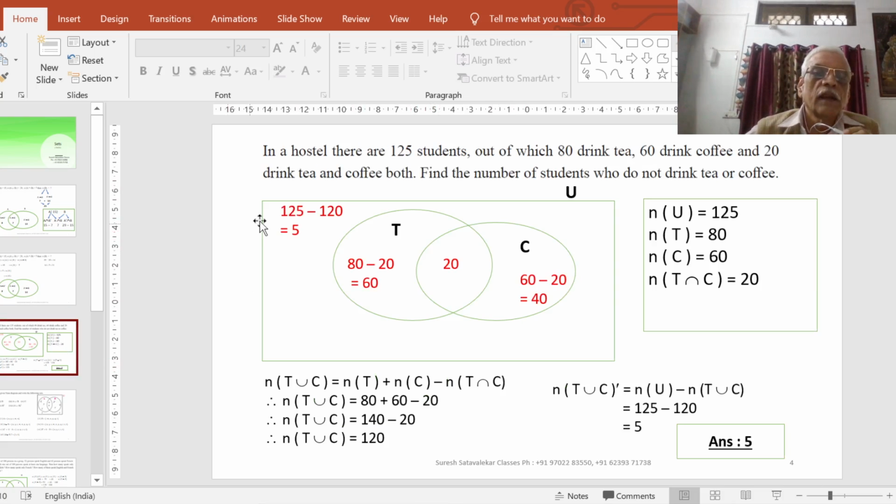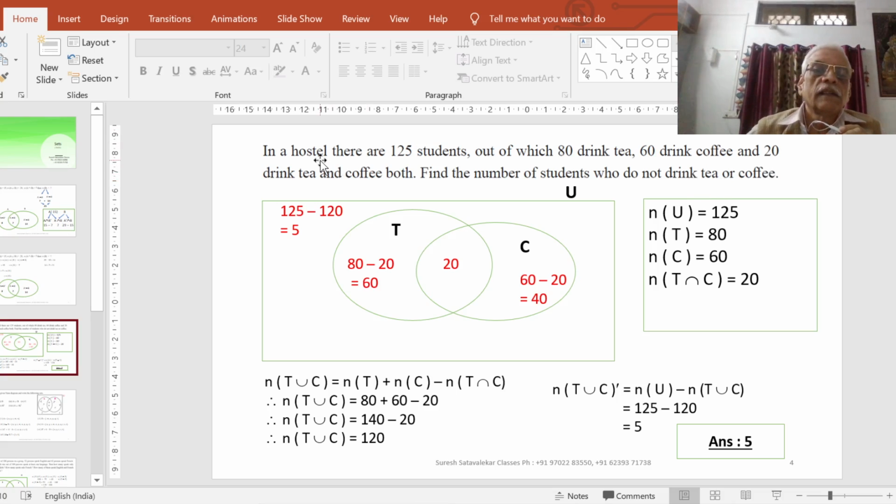Here, in a hotel there are 125 students, out of which 80 drink tea. The set T I am showing by the capital letter T. 60 drink coffee, C for the set of students who drink coffee. 20 drink tea and coffee. These 20 are both tea and coffee. Find the number of students who do not drink tea or coffee.